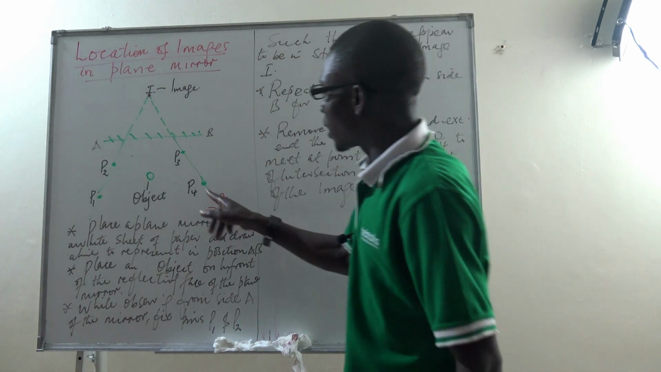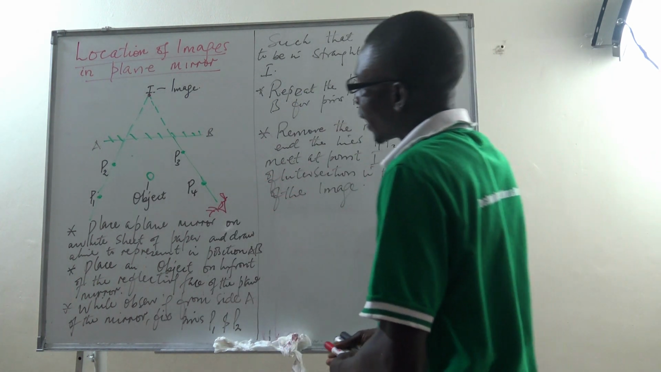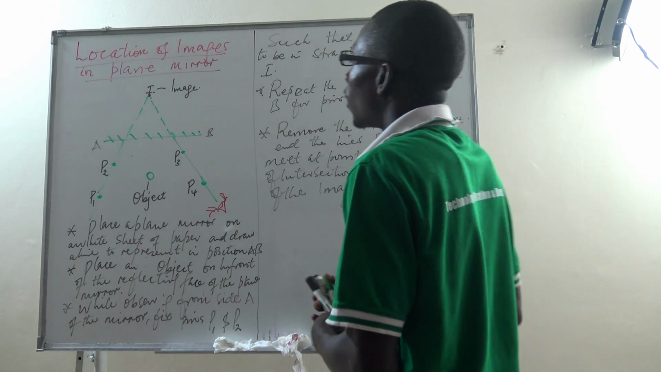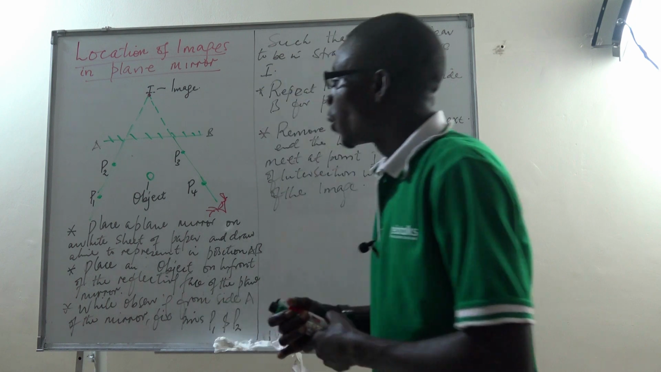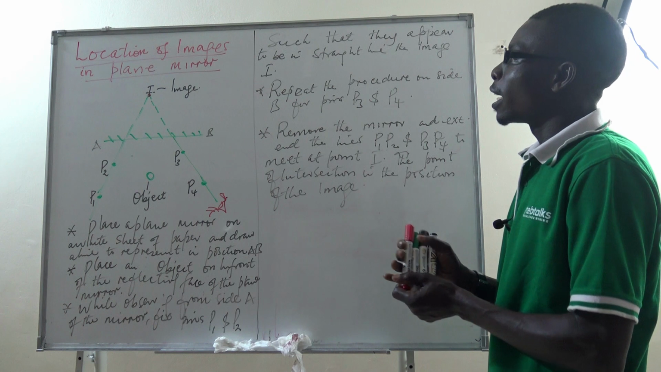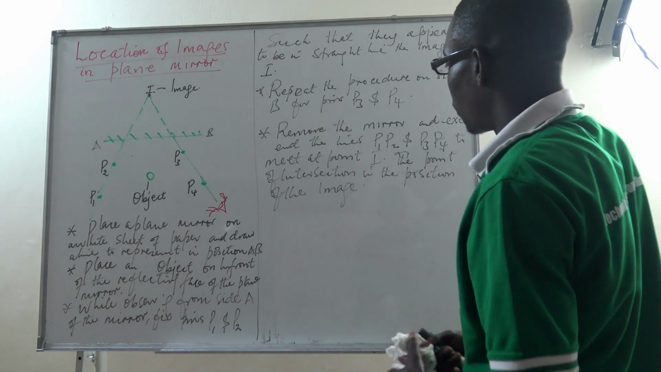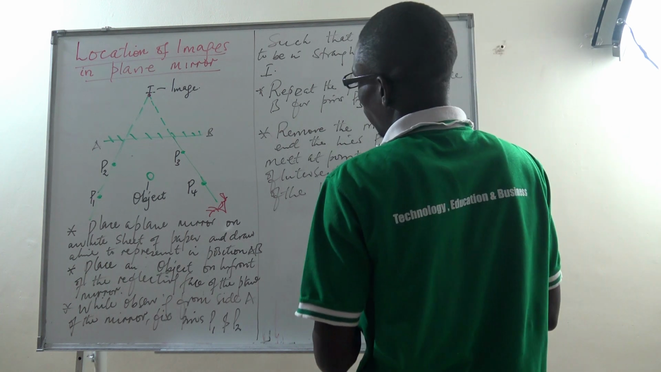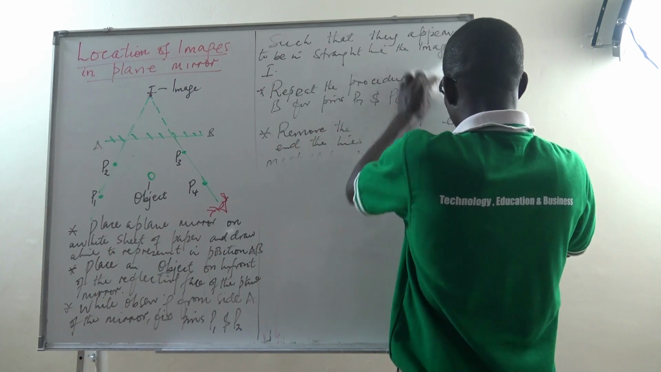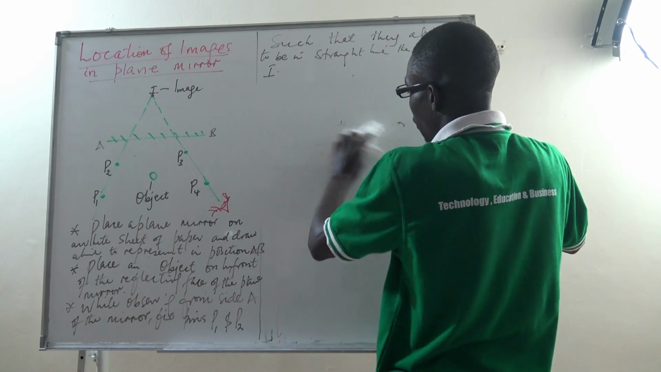And also extend this other line so that they intersect. Clear? Where the two intersect is the position of our image. By doing so, you would have located the position of the image in a plane mirror. Is that okay? I hope we are still together. So having looked at that, let's rush and look at one simple numerical problem here.